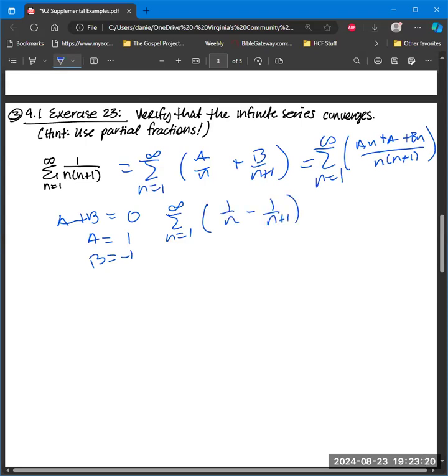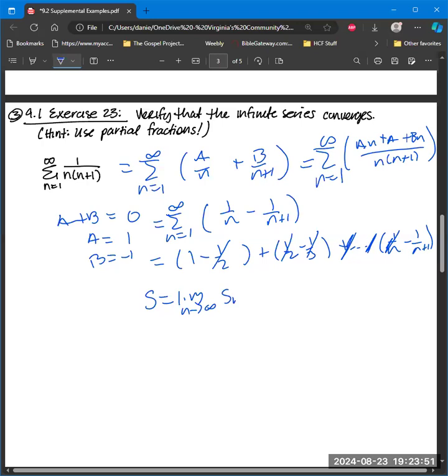And let's write out the first few pairs here. 1 over 1 is 1 minus 1 over 2, and 1 over 2 minus 1 over 3. And that pattern continues until I get to 1 over n minus 1 over n plus 1. And that will cancel with the next part, and this with the previous part, leaving me with S is equal to the limit as n goes to infinity of the nth partial sums, which is the limit as n goes to infinity of 1 minus 1 over n plus 1, equal to 1 minus 0, which is 1.